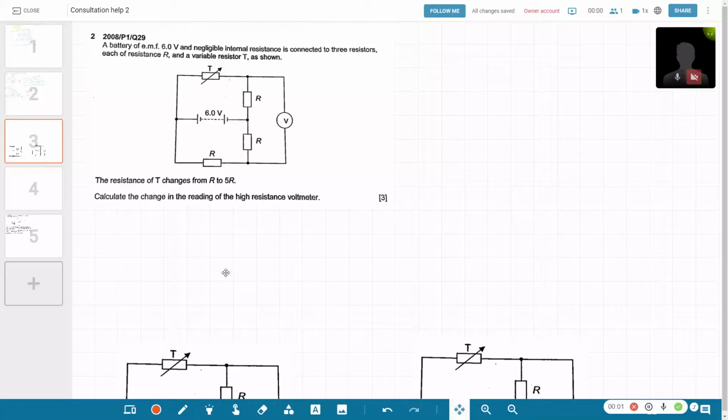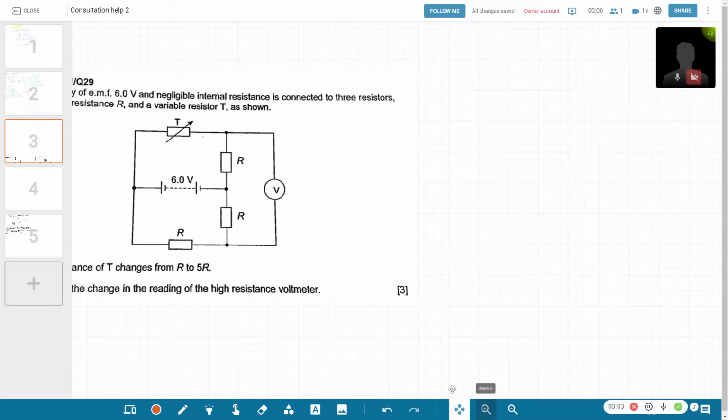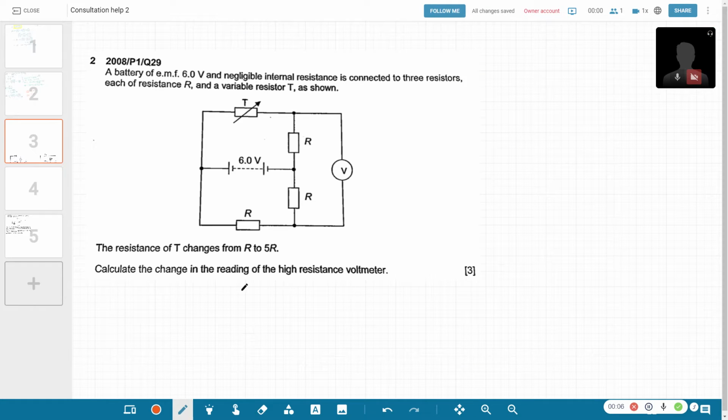Okay, so for this question, let's see, this is a 2008 Paper 1 question. It's quite an old question, but it is quite a good question generally. To solve this question, you will need to be able to identify potentials at each node. This is what we call the nodes, this part, and we will need to calculate the potential changes, and then from there, we find the difference in potential between these two nodes. That will be the potential difference.